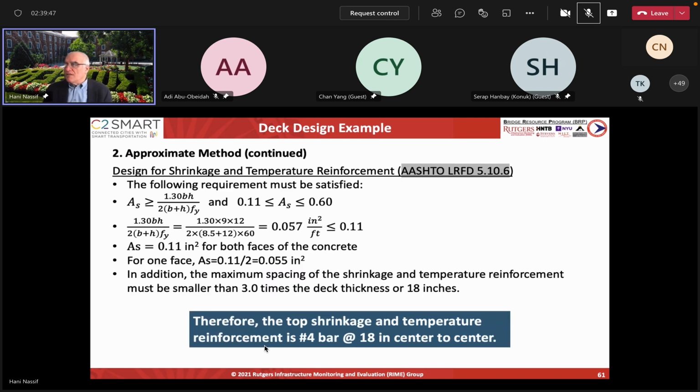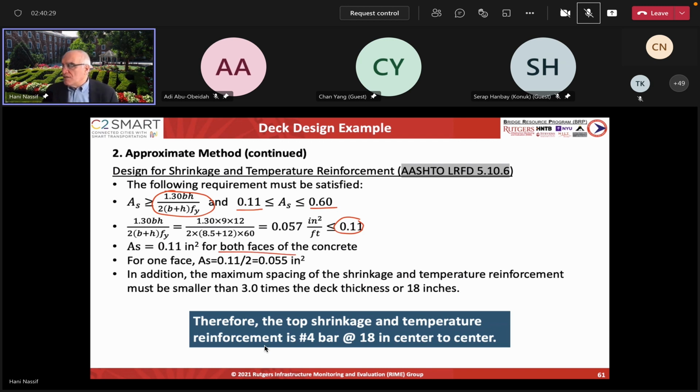And then the shrinkage and temperature reinforcement is given by this equation. It has to be larger than this, but the value has to be between the minimum and the maximum. And we find that you need 0.05, so we will use 0.11. And this is for both faces of the concrete. So for one face, we are using about number 4 at 18 inches.